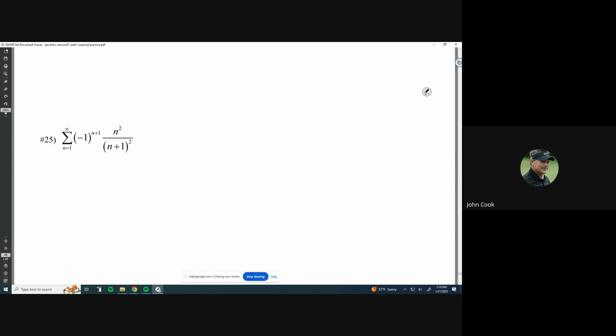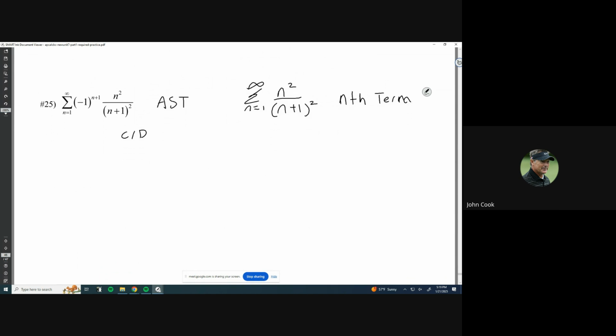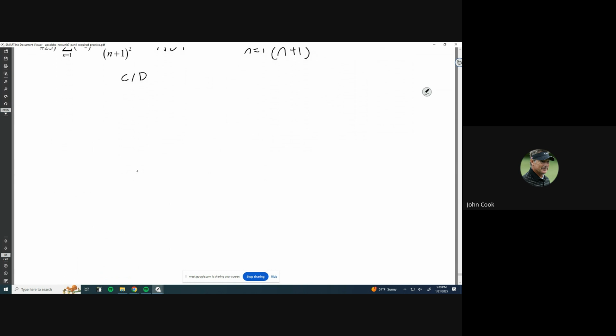25, it's another alternating series. So I'd use that first alternating series test and check if it converges or diverges first. And if it converges, then I check for conditional or absolute convergence. So that would be the sum from n equals 1 to infinity of n squared over (n plus 1) squared. This would be a nice one for the nth term test for divergence, to see if that one works or not. Yeah, because that one's not going to go to 0, so that'll be divergent anyways.